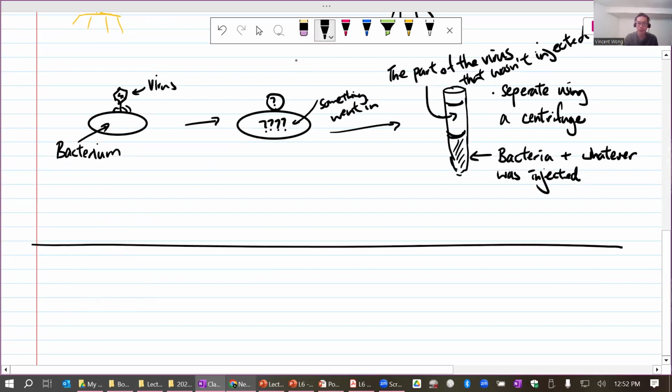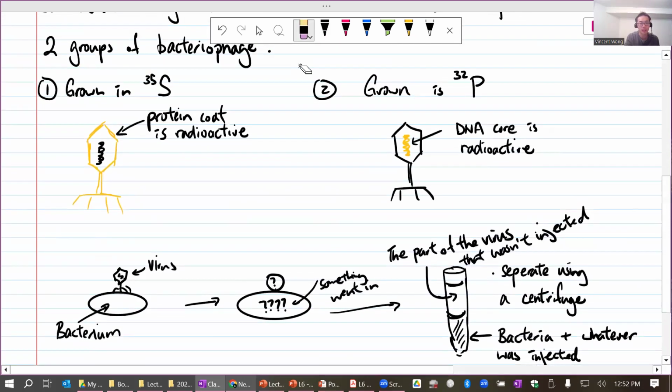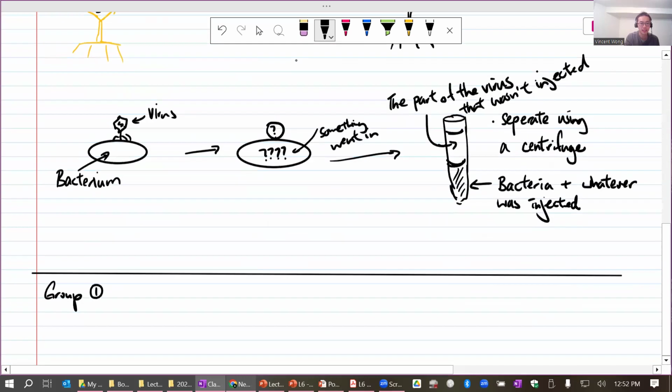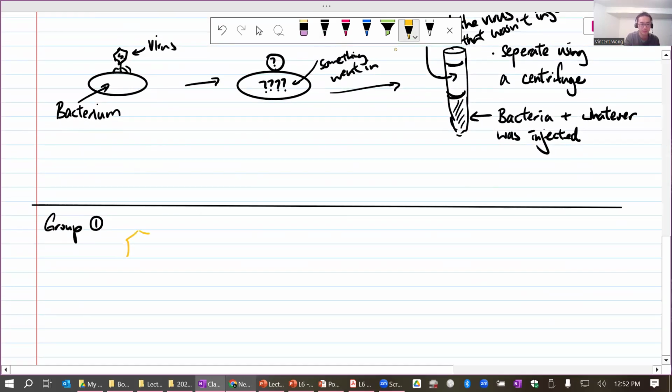Okay. So let's see what's going on here, right? Let's take a look. They took the group one virus. Okay, group one. The group one here are the ones that have the glowing protein. Okay, group one, glowing protein. In other words, it's radioactive. Okay, the code is radioactive. And then they let these viruses infect the bacteria, and then they spin it down in the test tube.